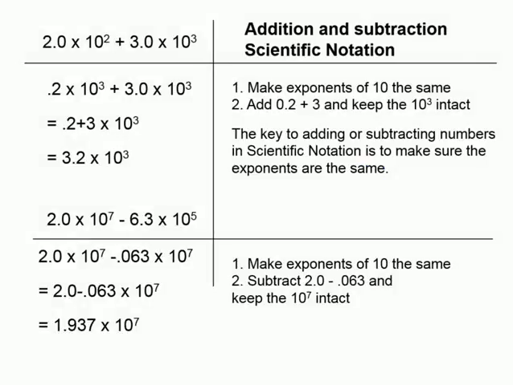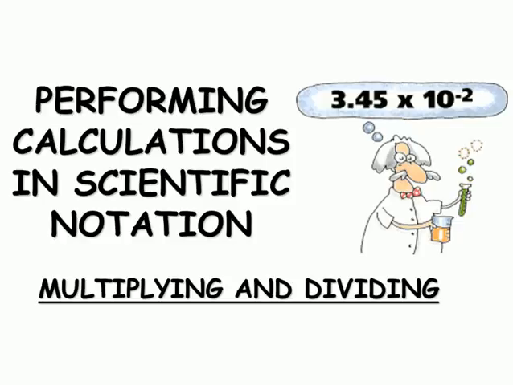So here are the things that you need to keep track of. First, make sure the exponents of 10 are the same. Then move on to dealing with the m values. The key to adding and subtracting numbers in scientific notation is to make sure that the exponents are the same. Let's move on to multiplication and division.